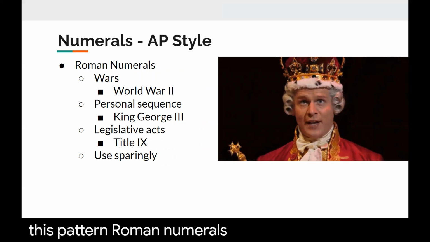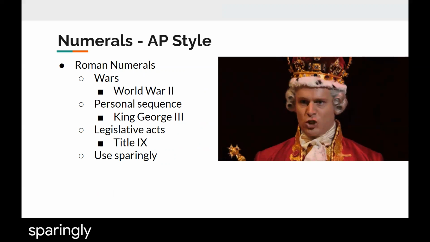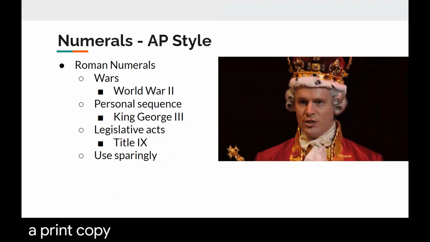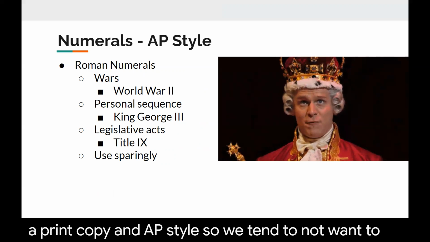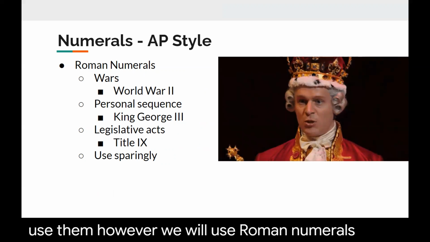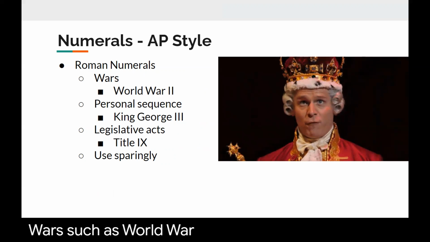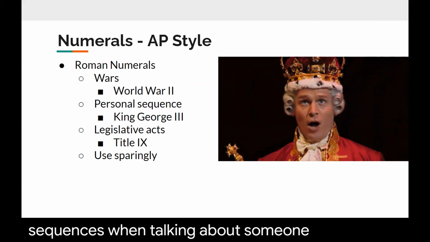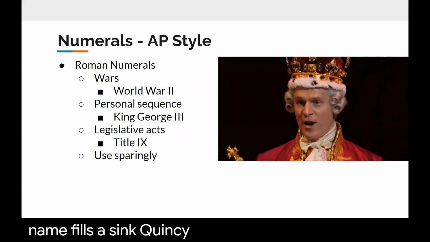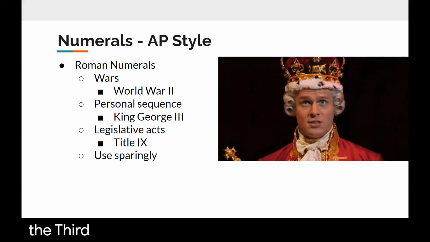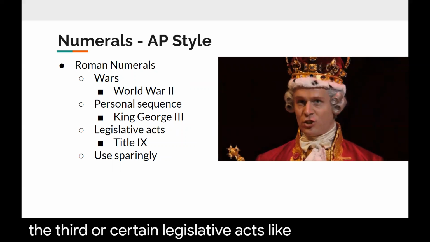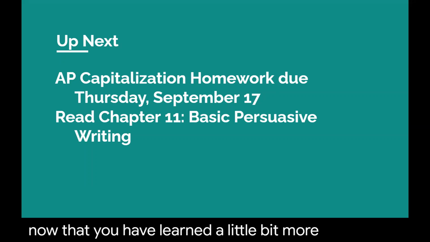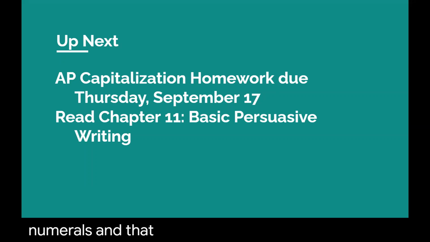Roman numerals, we try to use very sparingly. A lot of times they can get mistyped within a print copy and AP style, so we tend to not want to use them. However, we will use Roman numerals with wars, such as World War I and II, personal sequences when talking about someone whose name follows a sequence, such as King George III, or certain legislative acts like Title IX.